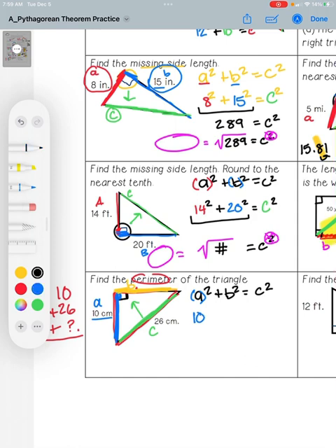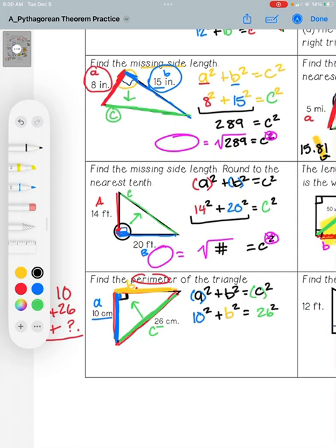Alrighty, so instead of A, we're using 10. So instead of a squared, we have 10 squared. Instead of b, well, we don't know what b is, so that's going to stay as a b. And then instead of c, we're using 26, the hypotenuse.